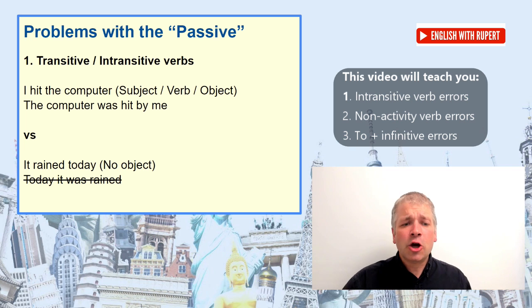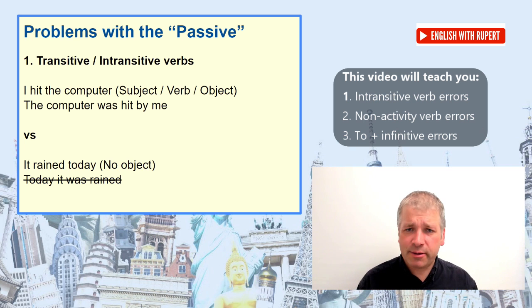So firstly, we can't use the passive for intransitive verbs. So a transitive verb is where there is a subject and an object. So for example, I hit the computer. The computer is the object. That's fine. We can make the passive with that one. But if it's intransitive, we cannot.